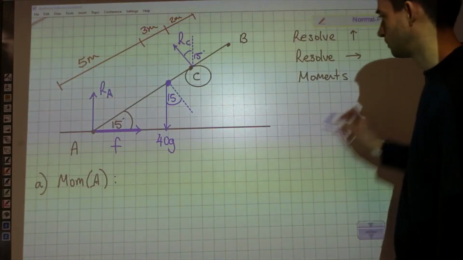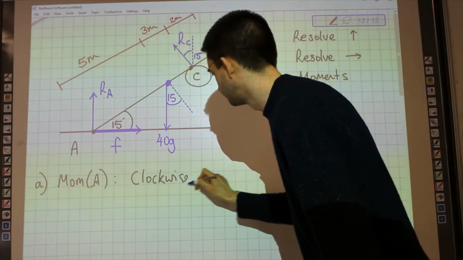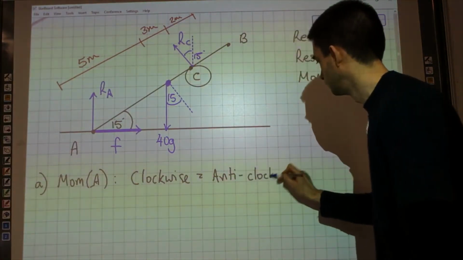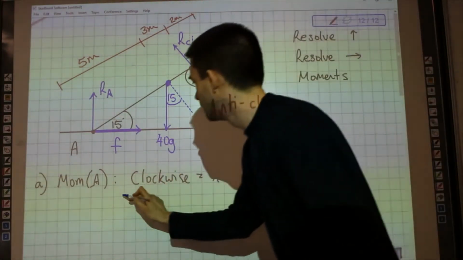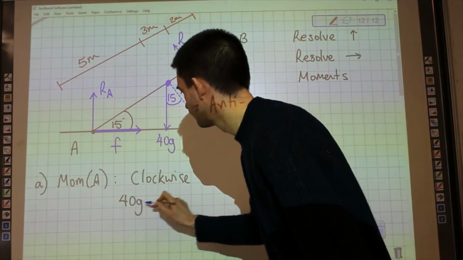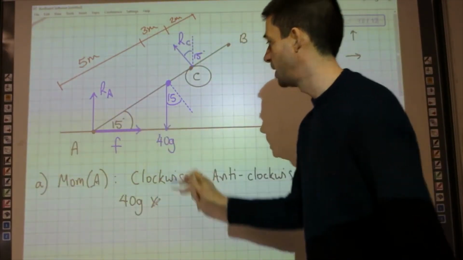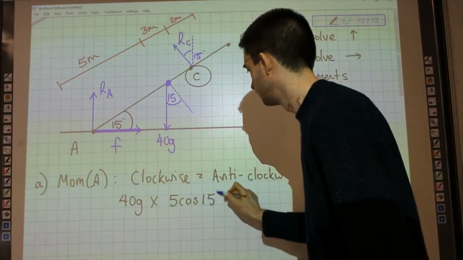Never mind, let's get that right. Clockwise equals anti-clockwise. Force is 40G multiplied by the perpendicular distance, which is going to be 5 cos 15.